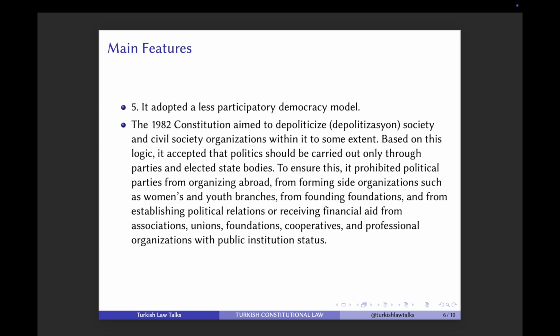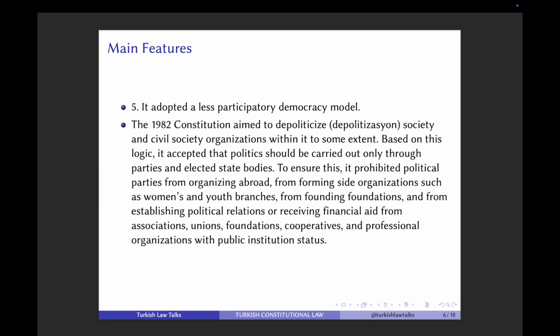Fascinating. Okay, moving on then. The next characteristic described is a less participatory democracy model. What was the thinking behind that? Well, the idea seems to have been to perhaps depoliticize society to some extent, to channel political activity more strictly through formal structures. Meaning? Meaning that the primary place for politics should be within the established political parties and the elected state bodies, like Parliament.